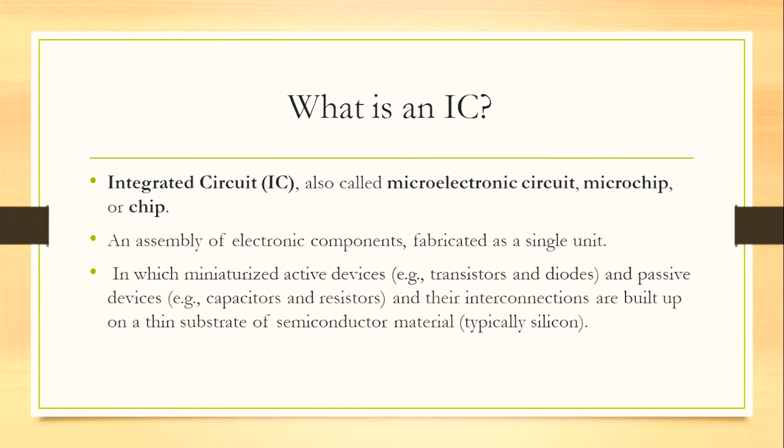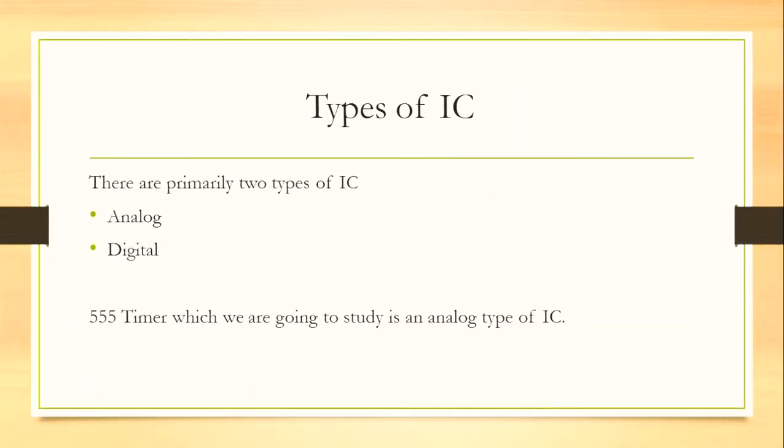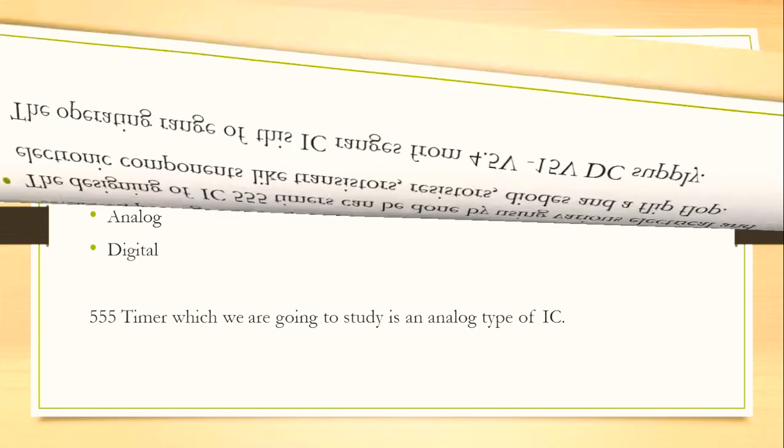what is an IC. IC stands for integrated circuit, also called microelectronic circuit, microchip or chip. It is a single unit which consists of miniaturized active devices such as transistors and diodes, and passive devices such as capacitors and resistors, which are built up on a semiconductor material which is typically silicon. The two types of ICs are analog and digital. The 555 timer is an analog type, which we are going to study today.